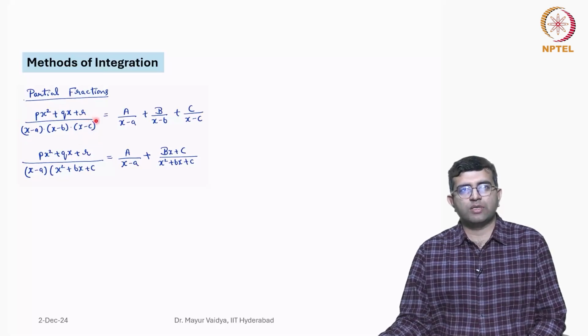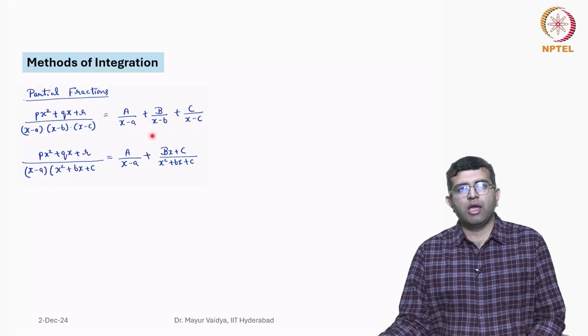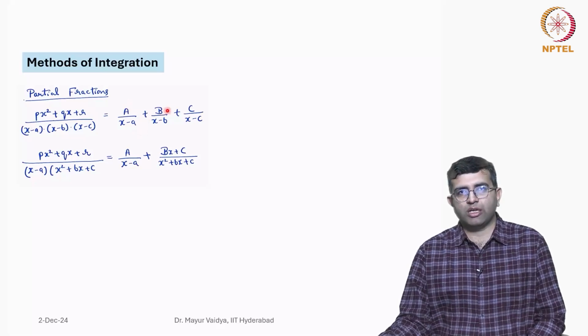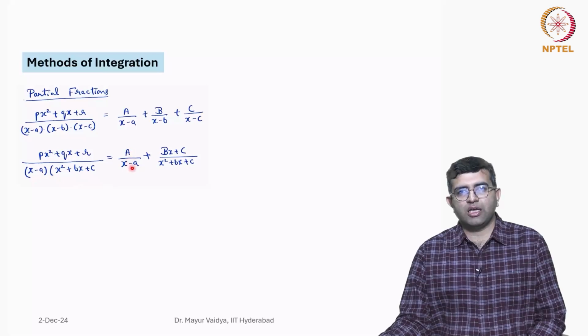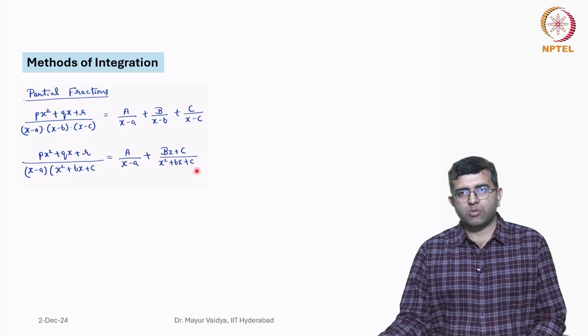Then what you do is split this function into partial fractions. So you can write it as A by x minus a plus B divided by x minus b plus C divided by x minus c. Then you cross multiply and compare the like coefficients of x, and you will be able to determine A, B and C. Similarly, if the denominator has x minus a into x square plus bx plus c, then it can be written as A by x minus a plus Bx plus C divided by x square plus bx plus c.